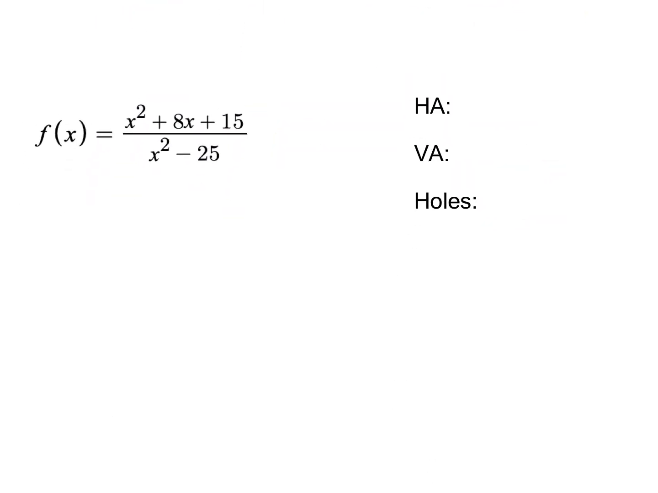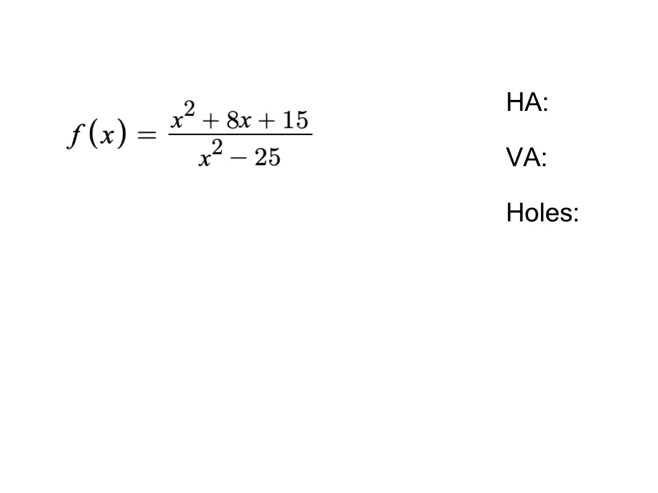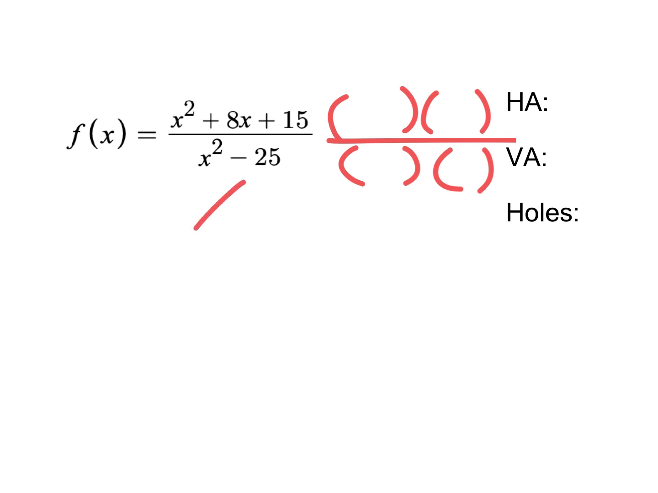All right, moving on to the next one. If you can factor it, you should. Everybody factor the top. Everybody factor the bottom. Probably something will cancel and make a hole. Whatever's left on the bottom will be vertical asymptotes, which are x equals things.